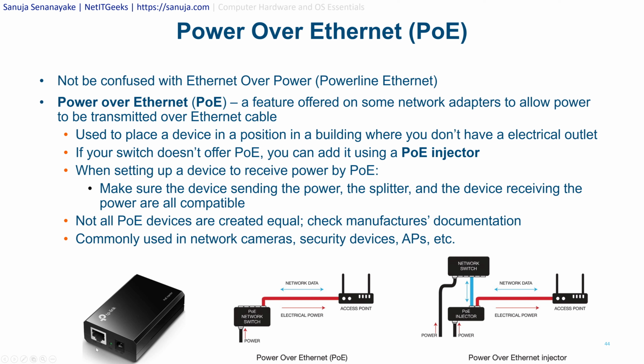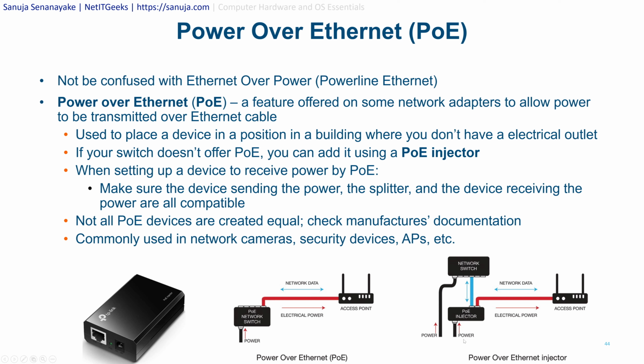And on the bottom of your screen, you see an injector. This is an example of a TP-Link injector where you provide the power via your wall outlet or UPS, and then this is going to get connected to a PoE device, like a network device, let's say an access point right here. Then there is another RJ45 outlet here on the back side of this, and that gets connected to a network switch, and then the network switch can be powered on through the injector as well. So there are multiple ways of doing this.